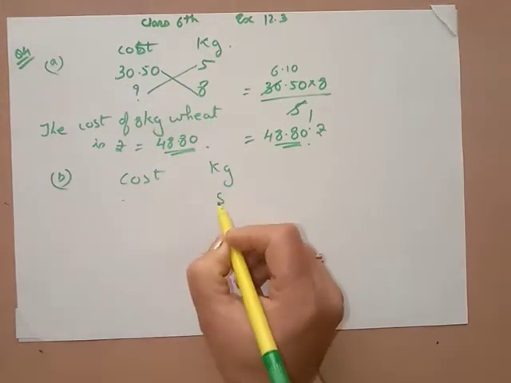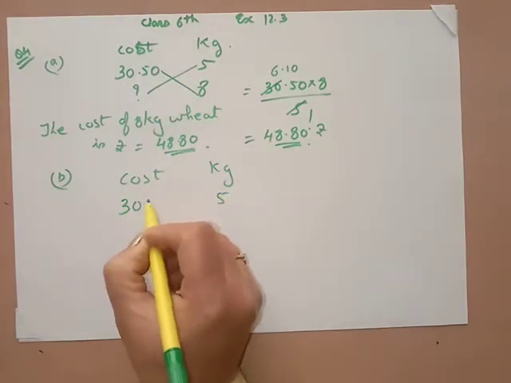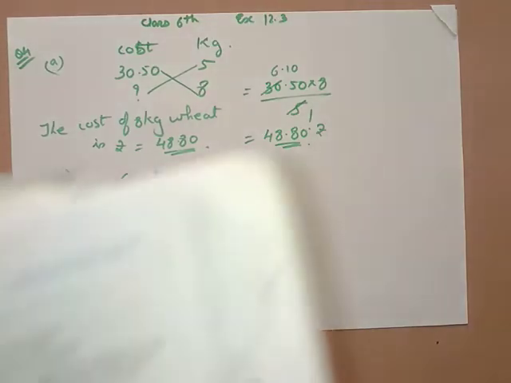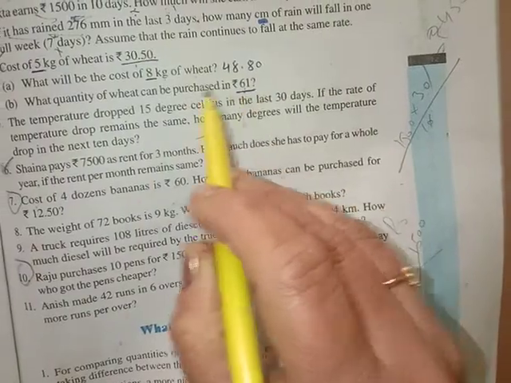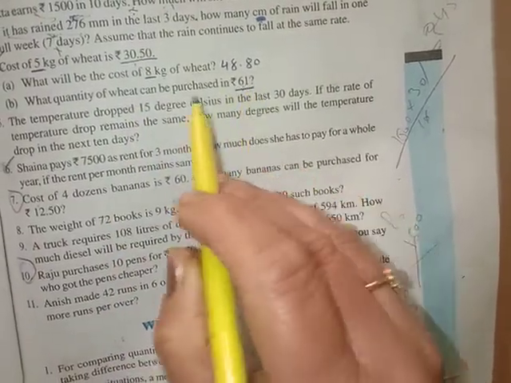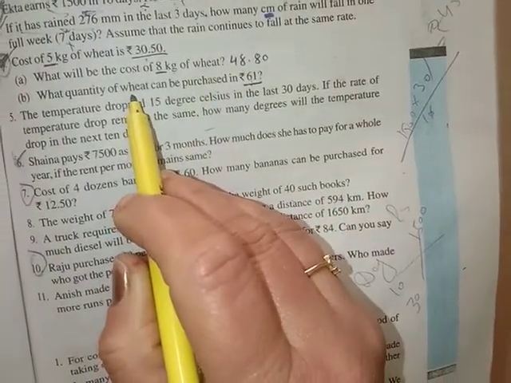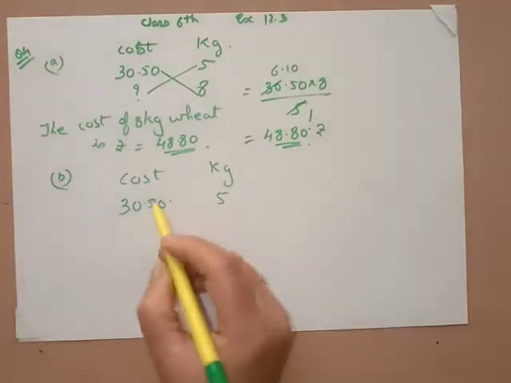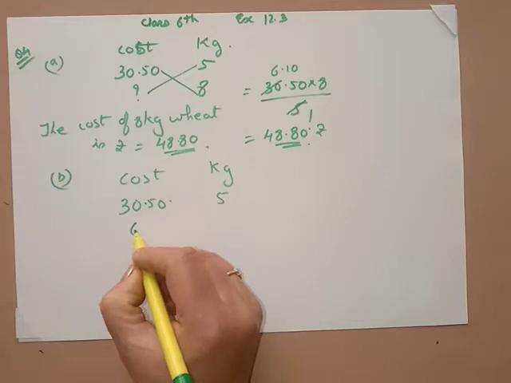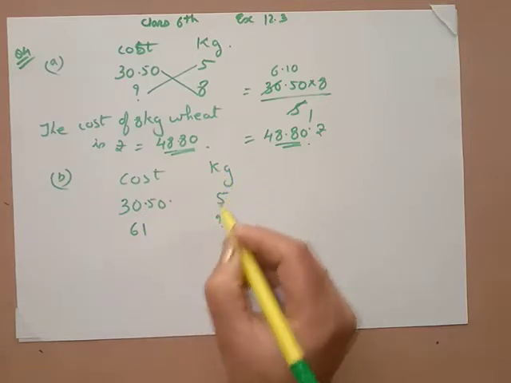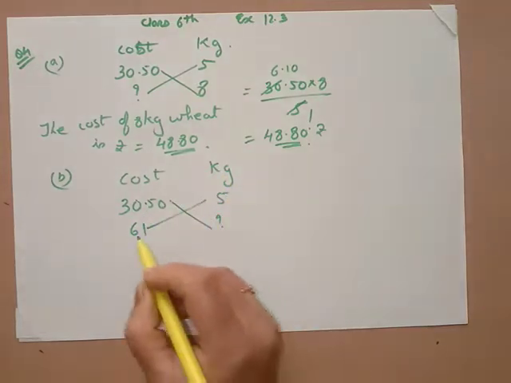What is the cost of 5 kg? 30.50. And in the second part they have told us this time rupees is given, and we have to find how much wheat we can purchase with rupees 61. So I have taken the same. This time rupees is given, 61, and we have to find the kg of wheat we can purchase.